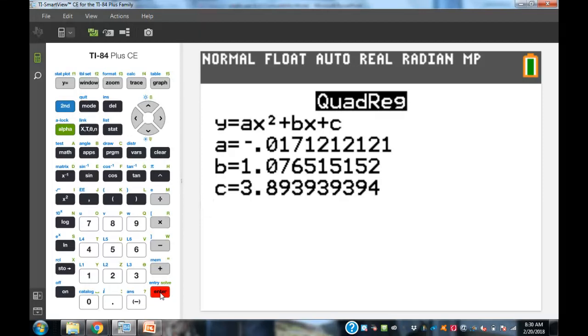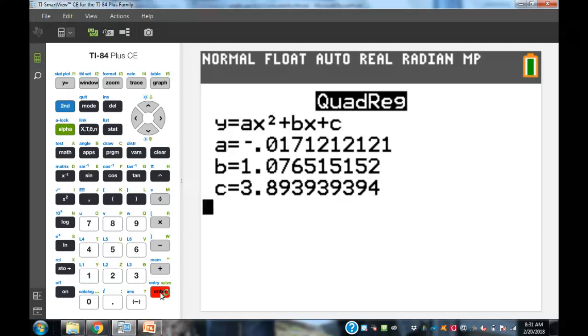All right, so what you've got to do is go back and re-enter that list and this one. We're going to round to 4 decimal places on this. So that'd be 0.0171, and then 1.0765, 3.8939. That 9 will stay the same. Rounding to 4 decimal places gets us that equation.